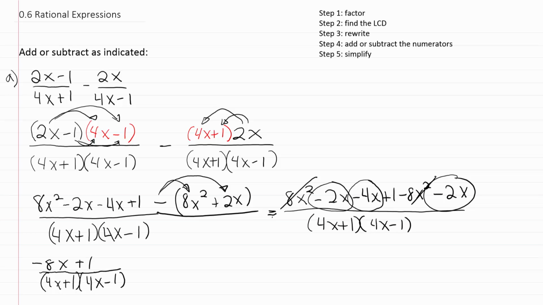And there's not much we can do here other than to leave that as it is. We cannot factor the negative 8x plus 1, so we really should just leave the fraction as is. I personally like to write the positive numbers first. I'm going to do 1 minus 8x over 4x plus 1, 4x minus 1. And we can leave it just like that if we'd like.